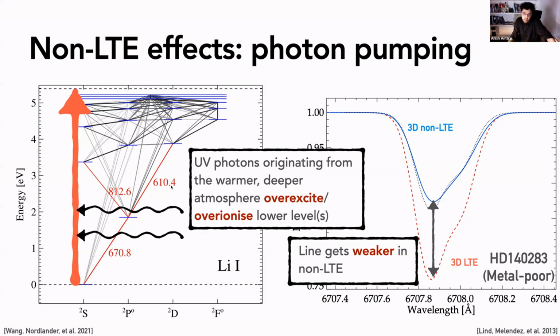So the message here is that these non-LTE effects can vary strongly depending on the stellar parameters, and although I haven't described this, they also vary depending on the element you're looking at and the spectral line you're looking at, and so on and so forth. So it's hard to predict exactly what will happen without doing the calculations.